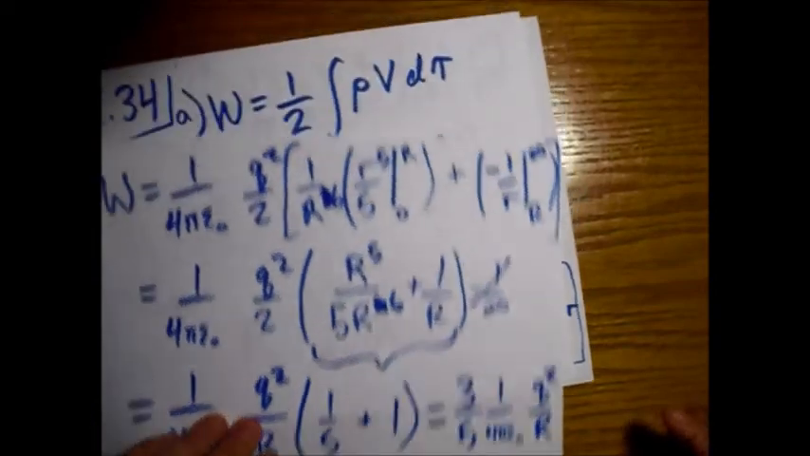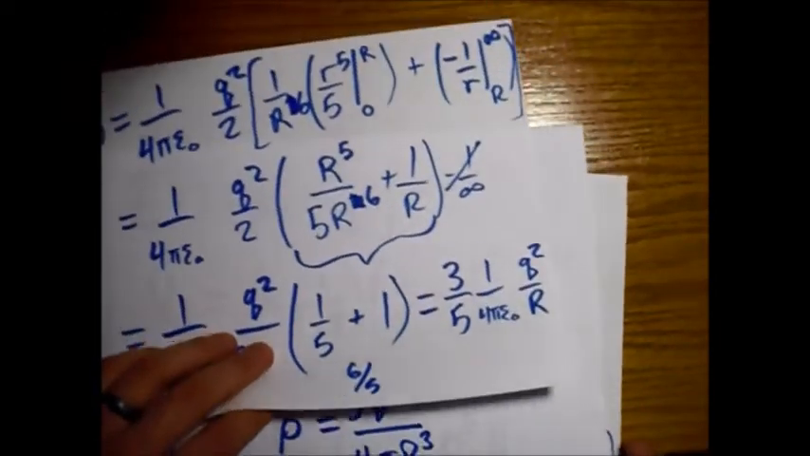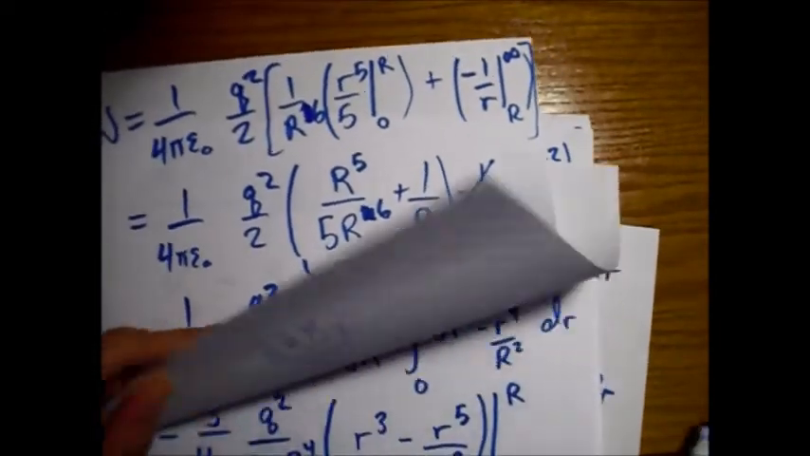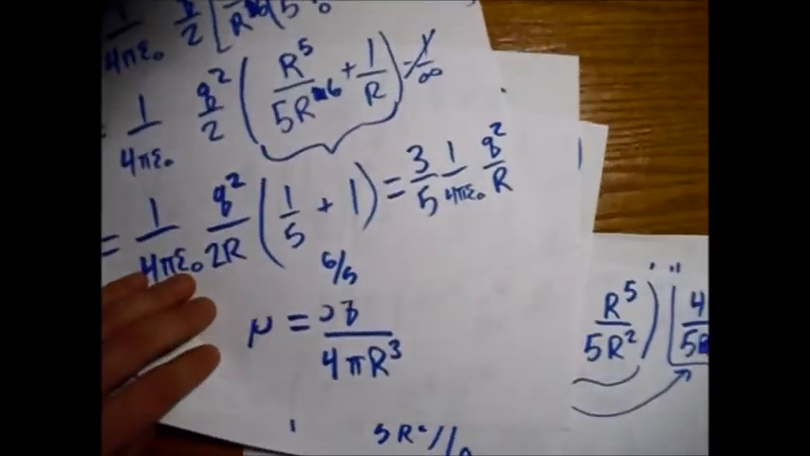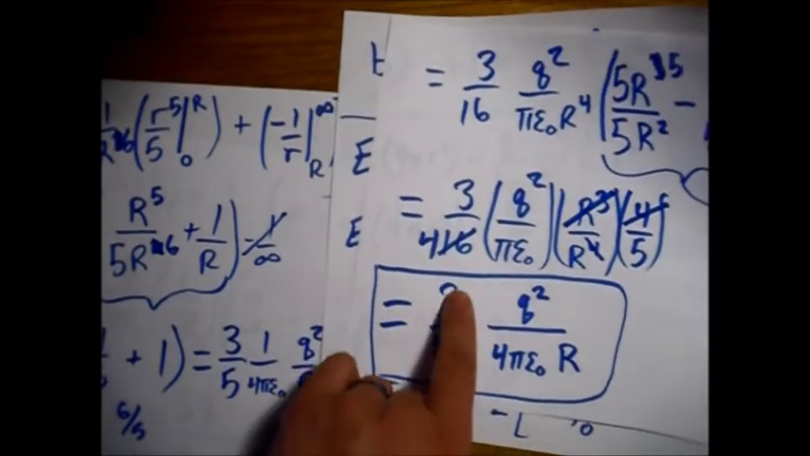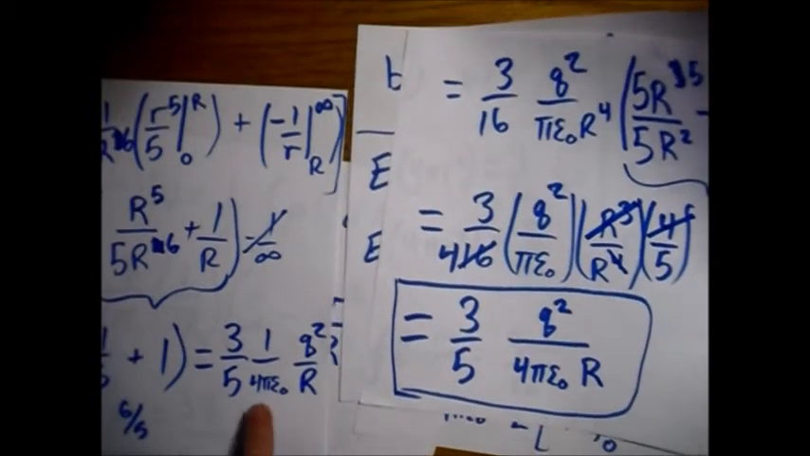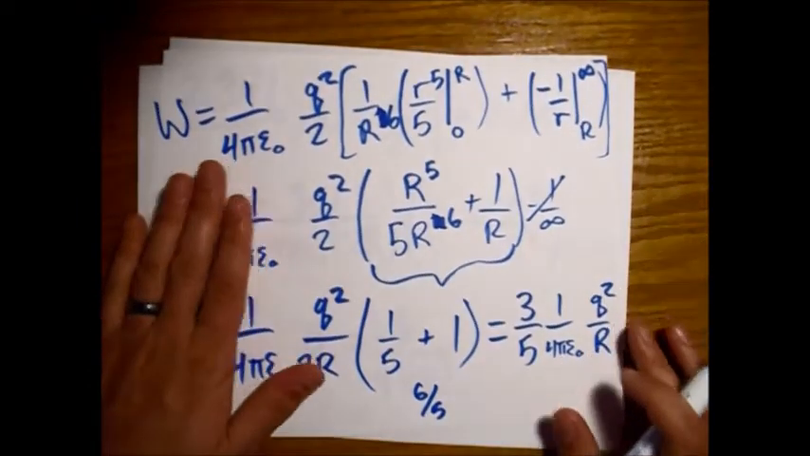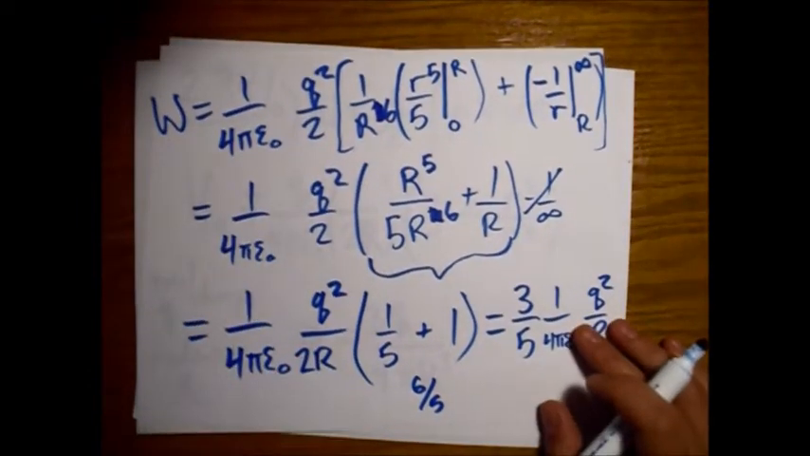Alright, it's just a miracle we think caught our mistakes. And looky here. Here's the answer we got from part A. 3/5, 1 over 4 pi epsilon naught, q squared over r. So we're good on part B. So there's part A and part B, and we got the same answer on both. Alright, so now we're on to part C.